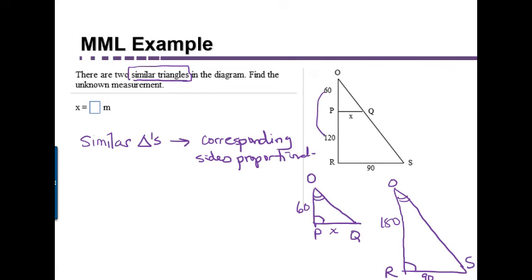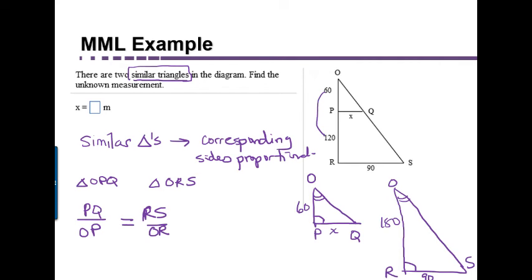Okay, so in triangle OPQ, we have the side PQ that we're missing, and I'm going to compare that to the side OP, which we know. But that means that I have to make sure that I compare it to the sides that actually correspond. So OP appears to correspond to OR, for example. So I'm going to compare OP to OR in the second triangle. And then PQ appears to compare to RS.